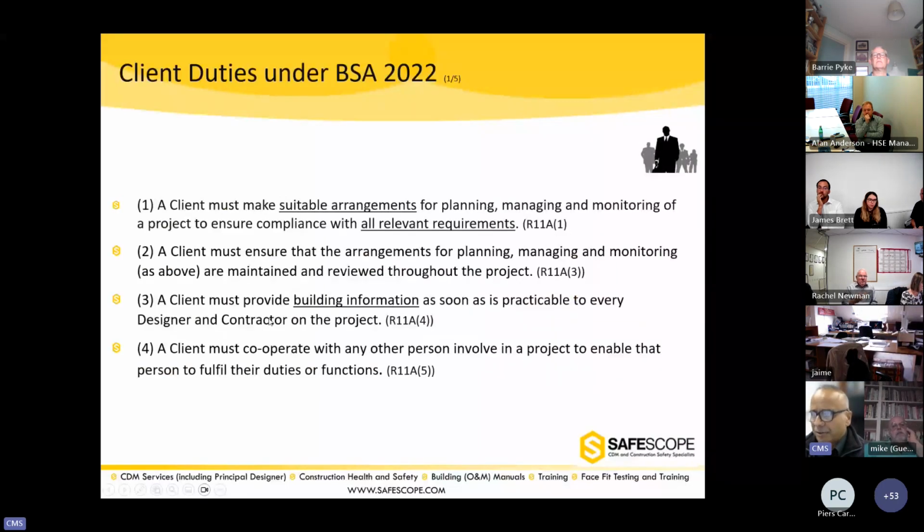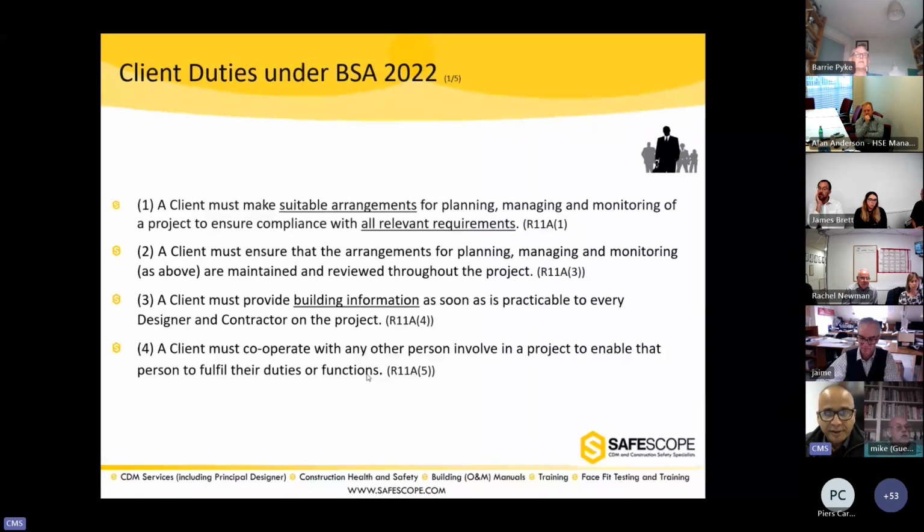Let's go to the duties, and now I'm on slide 1 of 5 of the client duties, right? A client must make suitable arrangements. Arrangements we already defined. Arrangements are suitable, the definition went on to say, if they allow the designers and the contractors to comply with the building regulations. So arrangements are huge.